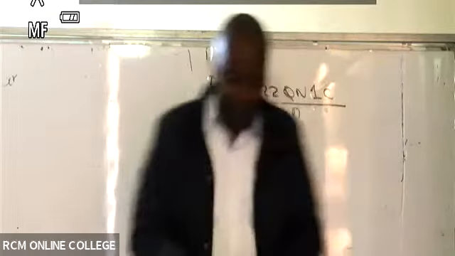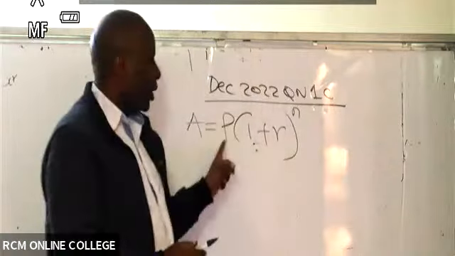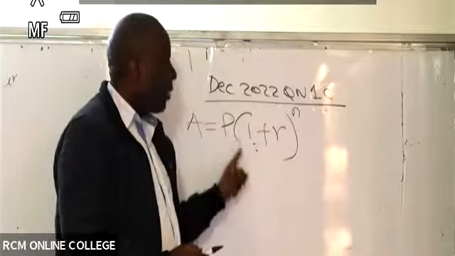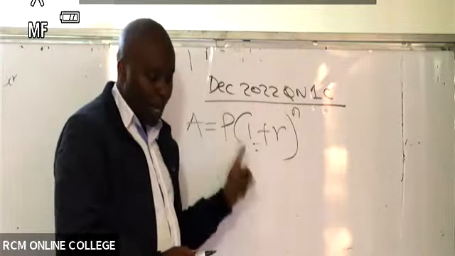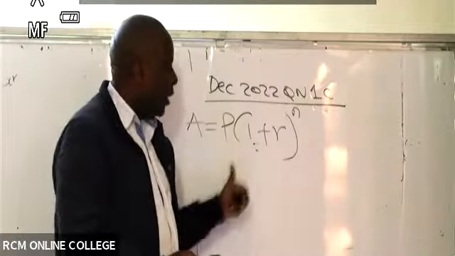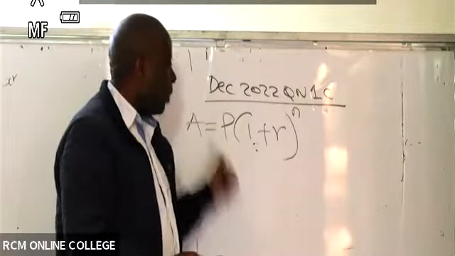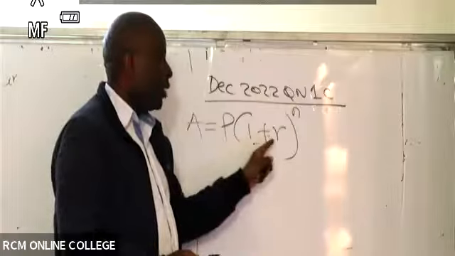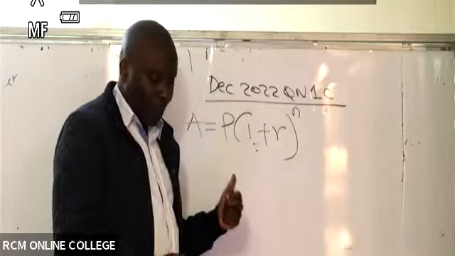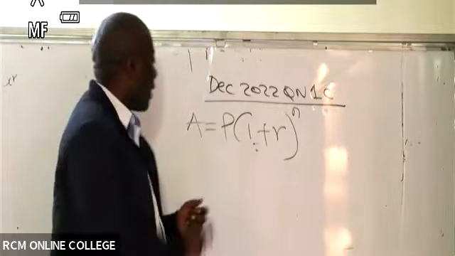So remember the compounding interest formula: amount equals principal into 1 plus r raised to power n. These are very, very important formulas whenever you want to get the compounded amount, whenever the rate of interest is on a compounding basis. So then we shall start, ladies and gentlemen, by looking at the first option.